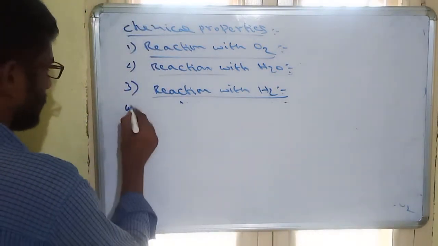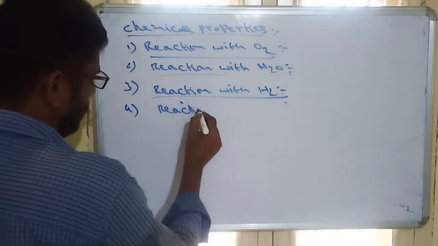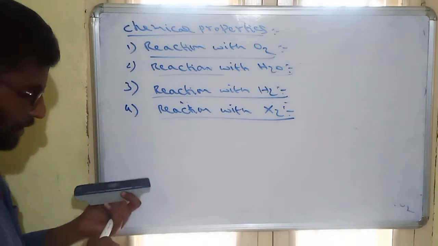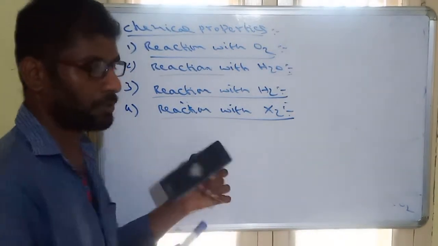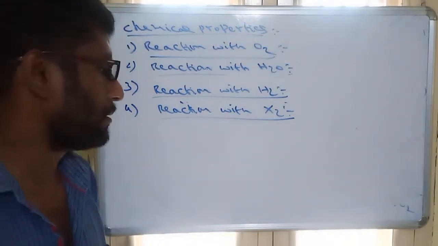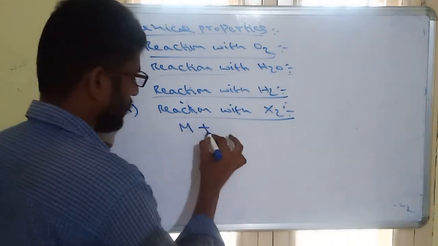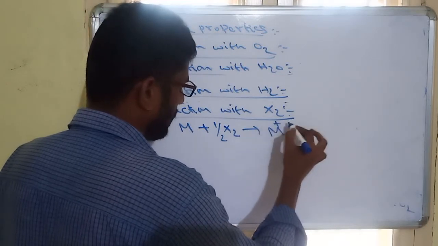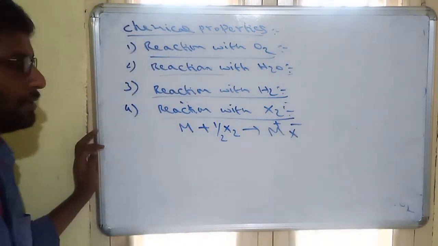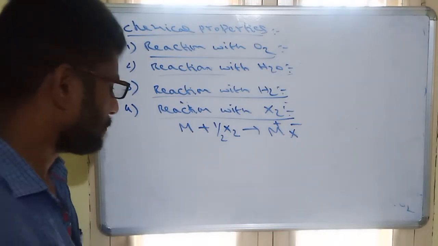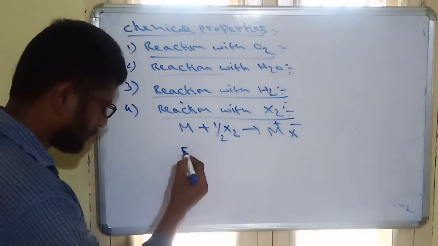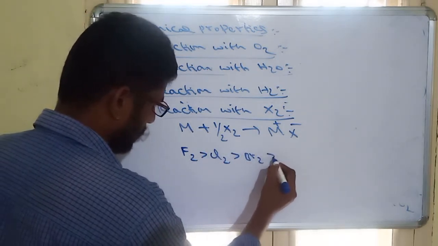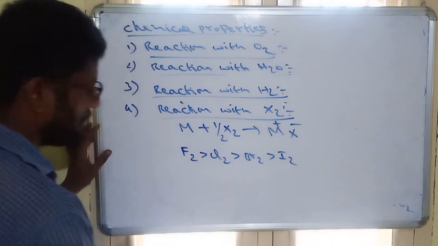Similarly, the next one is reaction with halogens. Alkali metals can also combine with halogens, forming metal halides. Metal combines with halogen to form metal halide, M plus X minus. Simply, they are salts, so they form ionic salts. Regarding the reactivity of halogens, chlorine is highly reactive, after that bromine, and the least is iodine. That is the reactivity order.